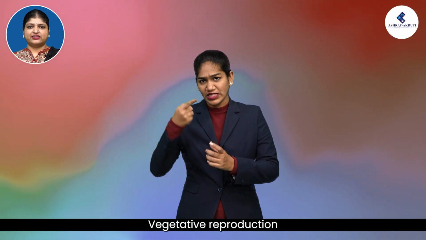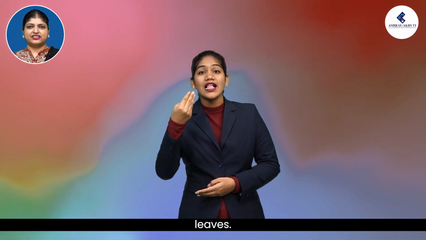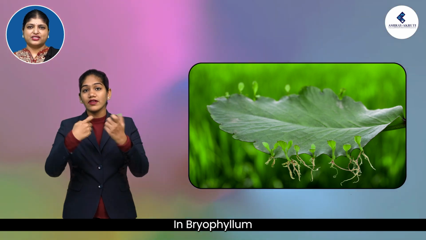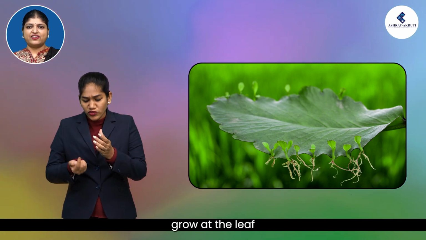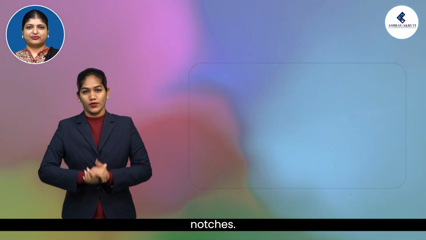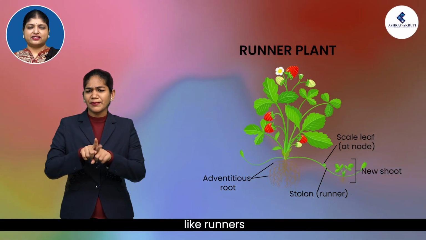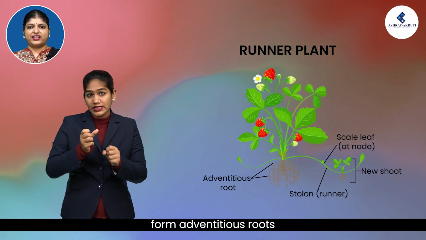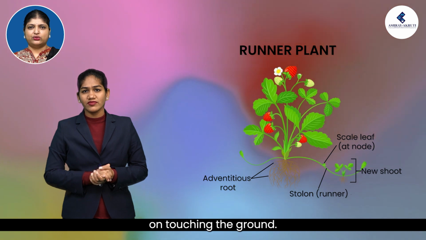Vegetative reproduction may take place through leaves. In bryophyllum, small plants grow at the leaf notches. Aerial weak stems like runners and stolons form adventitious roots on touching the ground.